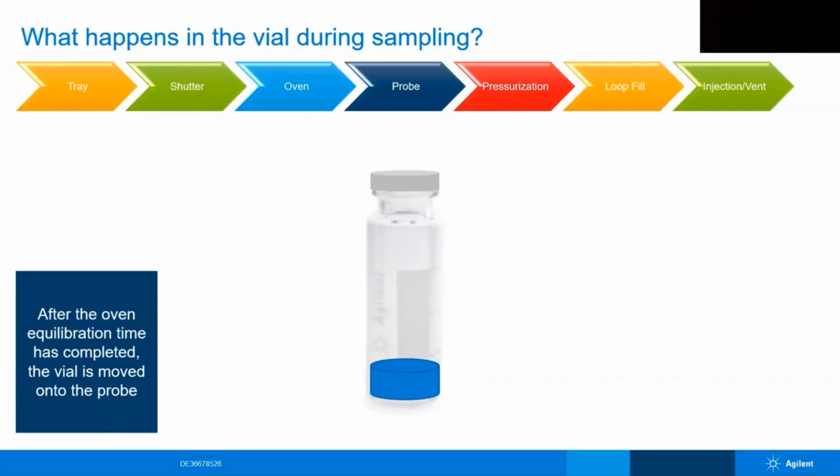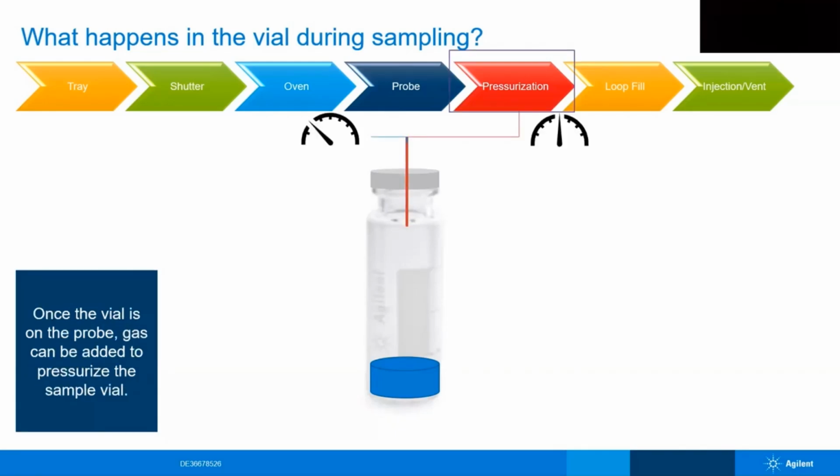After we have reached our equilibration and our vial is still in the oven, we need to move it on to what we call the probe. The probe is essentially a needle that pierces the septum. This allows us to move on to the next step, which is pressurization. We add an amount of gas to pressurize our sample higher than the sum of the partial pressures inside of the vial. This allows us to open a vent valve and backfill the loop.